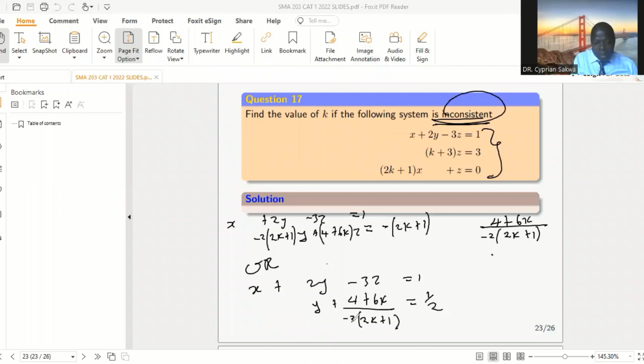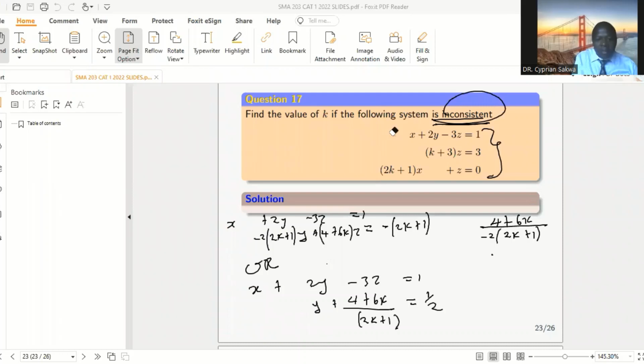So the question is, what should K be so that this system has no solution? I'm just looking at this point, and I'm seeing that for K to be 0, for this denominator to be 0, because once the denominator is 0, because I can even simplify this. Negative 2 can cancel out. Let me just even do that. Negative 2 can cancel out.